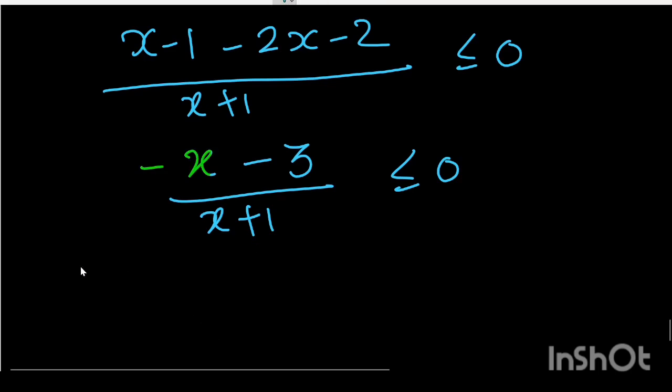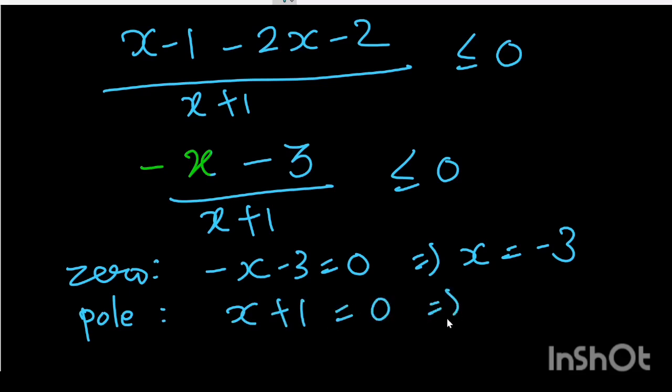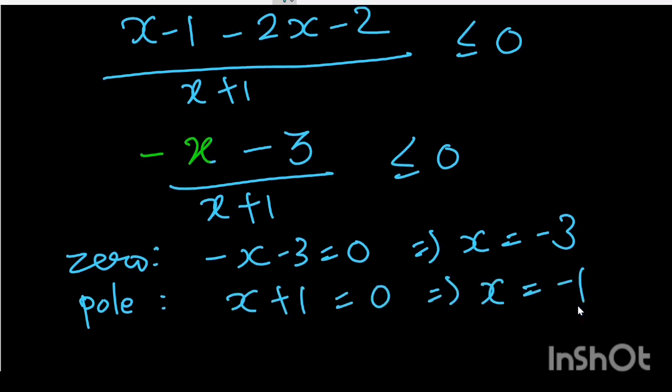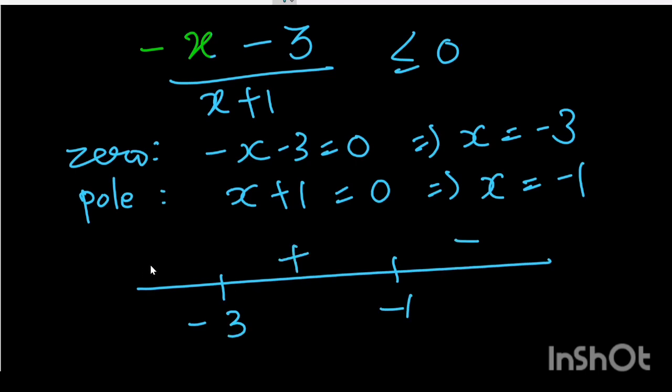So again, we will start with the rightmost interval with negative sign. First we will calculate the 0, which is minus x minus 3 equals to 0, gives x equals to minus 3, and the poles, only one pole is there, x plus 1 equating to 0, x equals to minus 1 we will get. So using the wavy curve method, we will plot minus 3, minus 1. We will start with minus sign, as I said. Then plus, alternate, because all the powers are 1. Minus. And then we will take the minus.